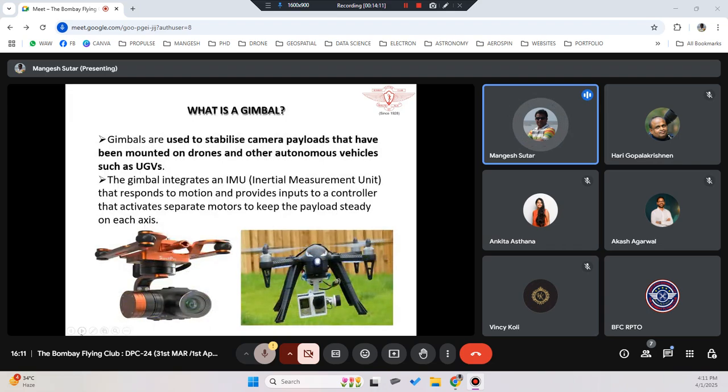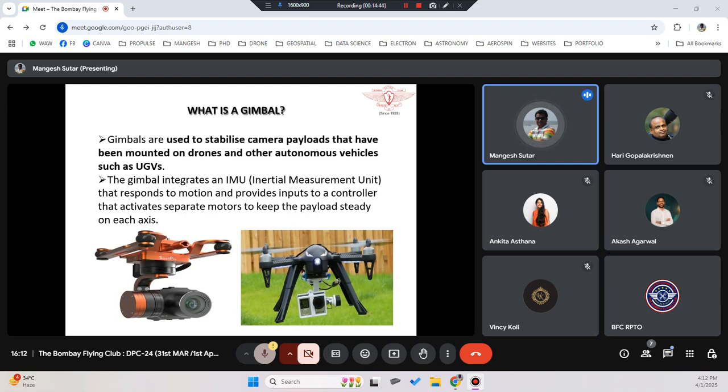Whenever you are attaching payloads, you should pay attention to the weight and the flight time it is providing to you. A gimbal, as we said earlier, is used to stabilize the camera payloads mounted on drones, or maybe another autonomous vehicle such as UGVs. The gimbal integrates with the IMU, gets the signal from the IMU, and stabilizes the camera, so you will have very good footage, either pictures or videos.